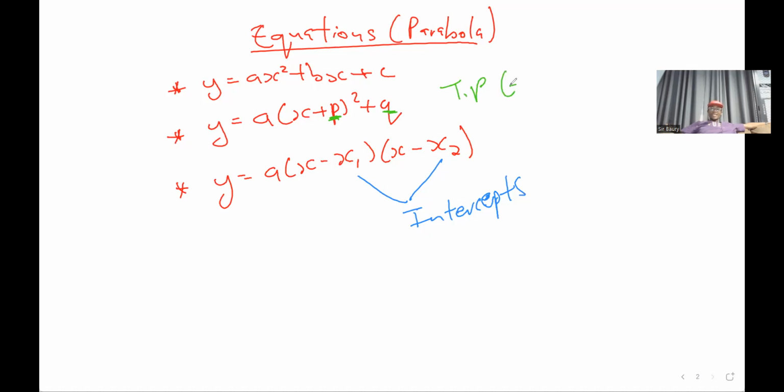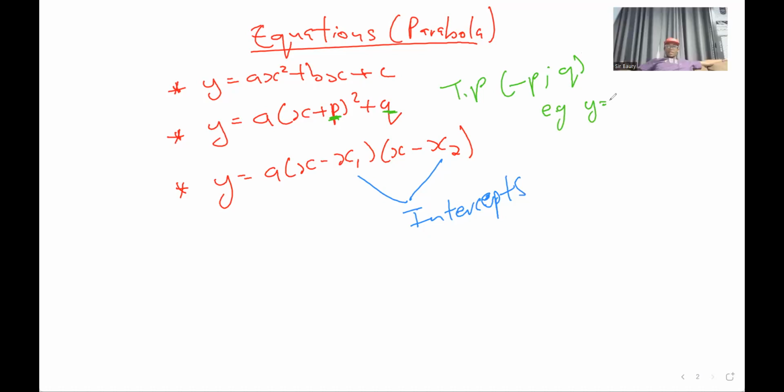So the turning point is going to have a different sign for p than for q. Example, this is what I'm saying. If you have y is equal to negative (x plus 4) all squared plus 3, you're going to have the turning point being (-4; 3). So be careful, pay attention to the sign here. It was positive, but when it comes here, it's negative. Good. So we're going to use intercepts because we are given intercepts. We're going to use the third one.